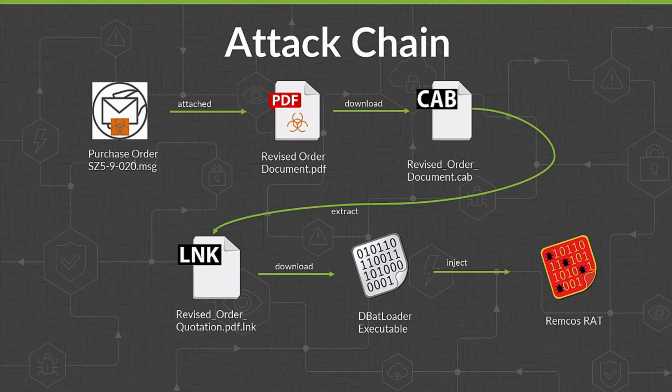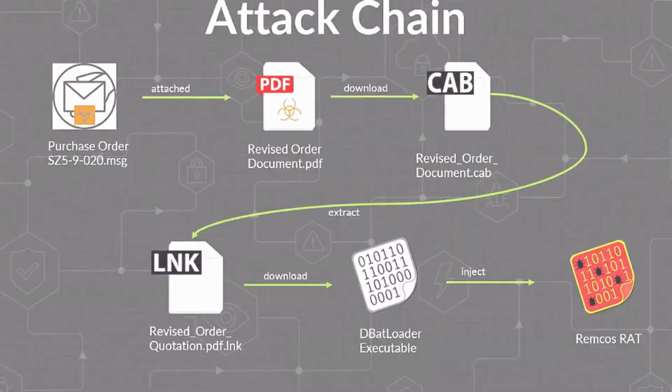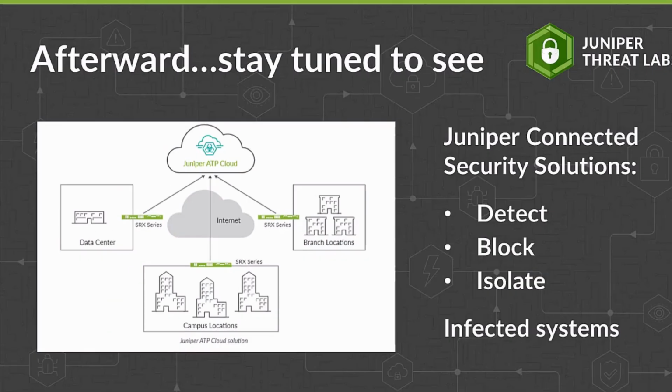Now with the background on DBatLoader malware out of the way, next up in this video, Juniper Threat Labs demonstrates all of the stages of this attack. Afterward, if a system were to be compromised, such as by a zero-day attack, let's say such as when the DBatLoader first appeared in the wild, Juniper makes it easy for its customers to provide protection for the rest of the network. We'll show you how you can detect, block, and isolate an infected system using a Juniper SRX firewall with ATP Cloud. Let's get started.